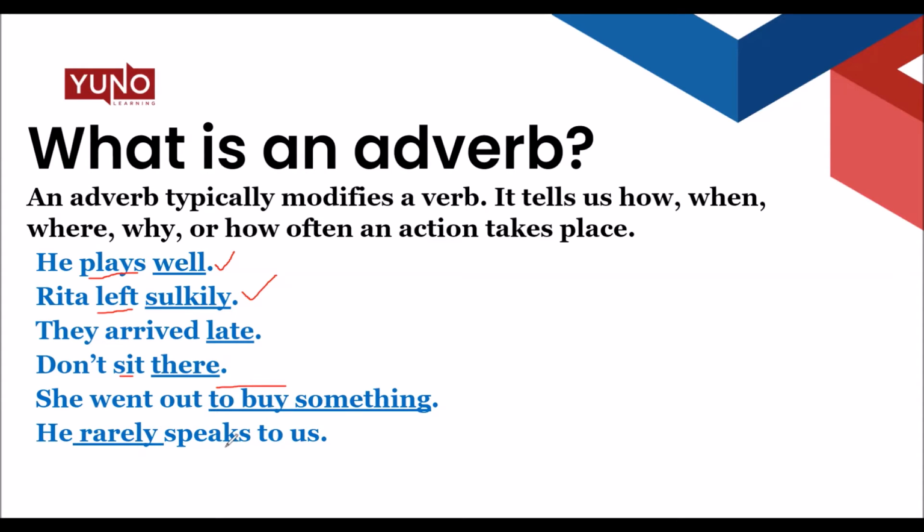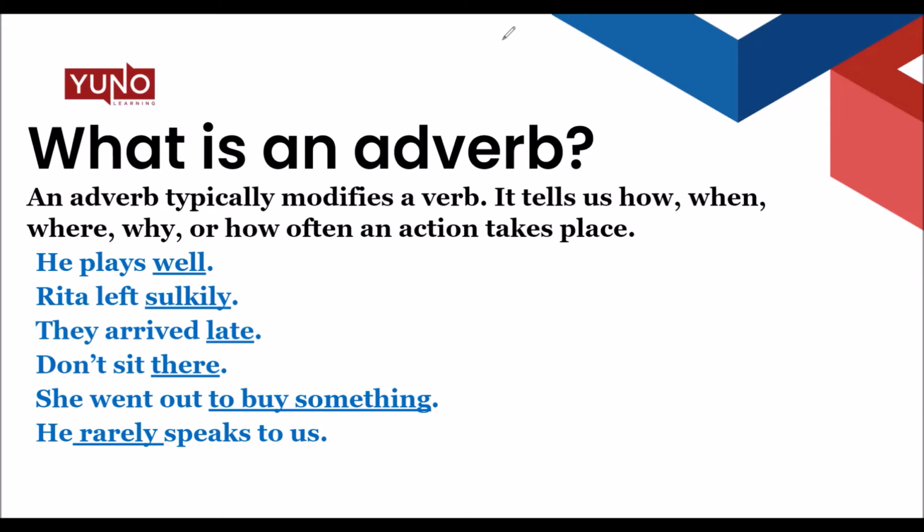He rarely speaks to us. So he rarely, or he often, he never speaks to us. Such words answer the question how often. So it's the frequency adverb. So there are different types of adverbs. When we say how an action is performed, that's an adverb of manner. They arrived late, so it's an adverb of time. Don't sit there, so it's a place, so it's an adverb of place. She went out, now here the reason is being given, so it's an adverb of reason. Rarely speaks to us, so this talks about the frequency. How often? So this is the adverb of frequency. So different types of adverbs are there.